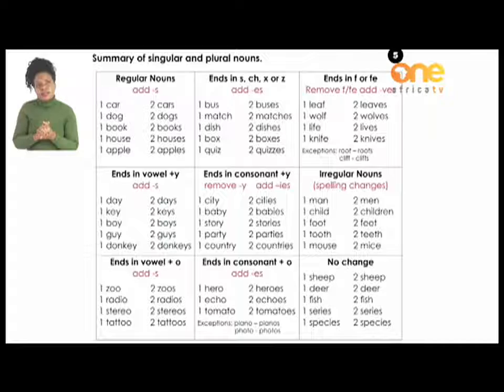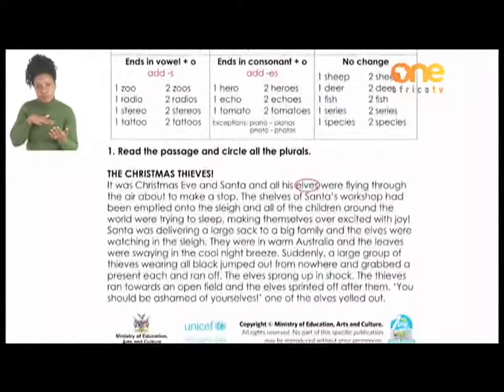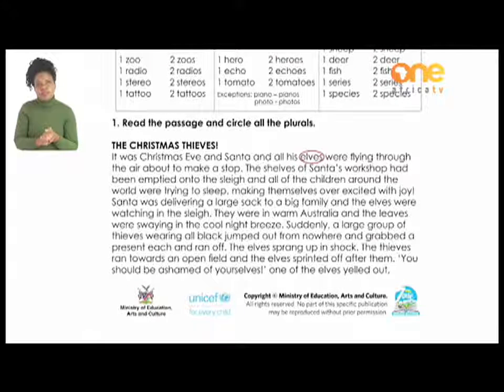There's a reading passage on page 5. We are going to read it together. And as we are reading it, please do circle all the plural nouns that end in F, double F, or FE.